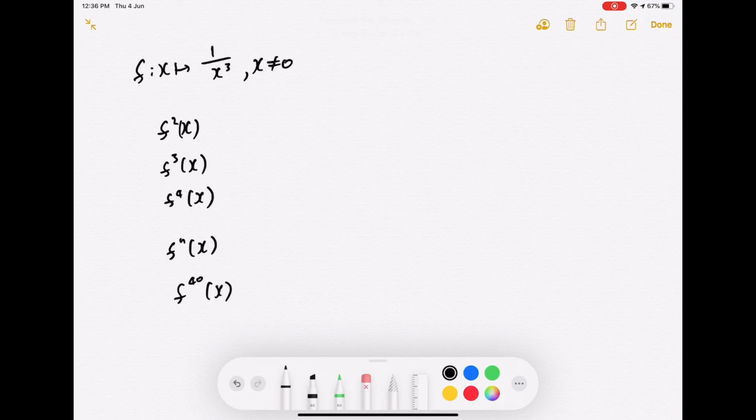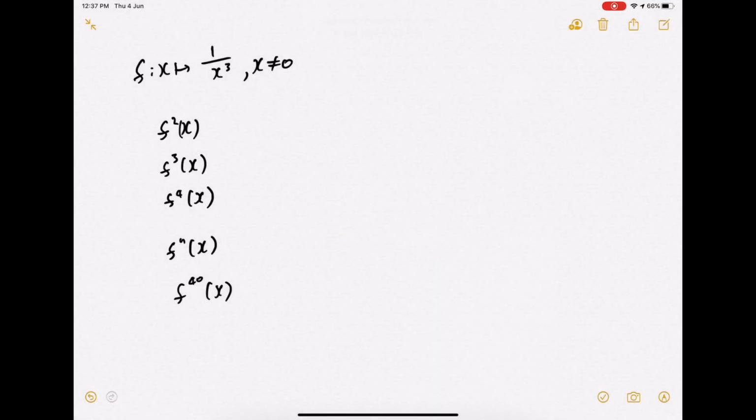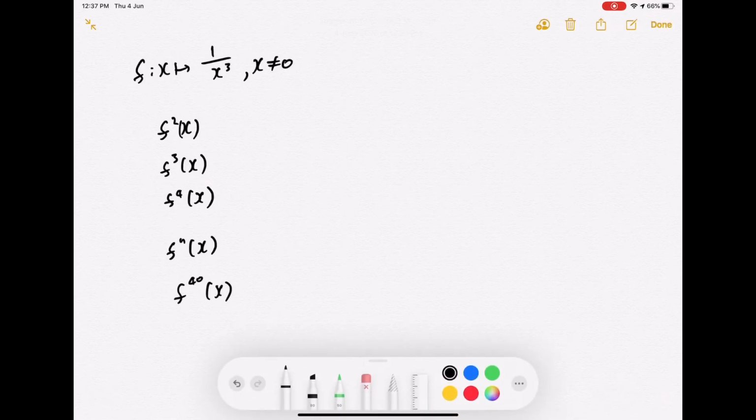So we're going to find what is f squared x and so on, and then we're going to deduce the general equation, the general formula of f to the power n, and using that we're going to find what is f to the power 40. Now the thing is, for this type of question, we're going to keep substituting inside.